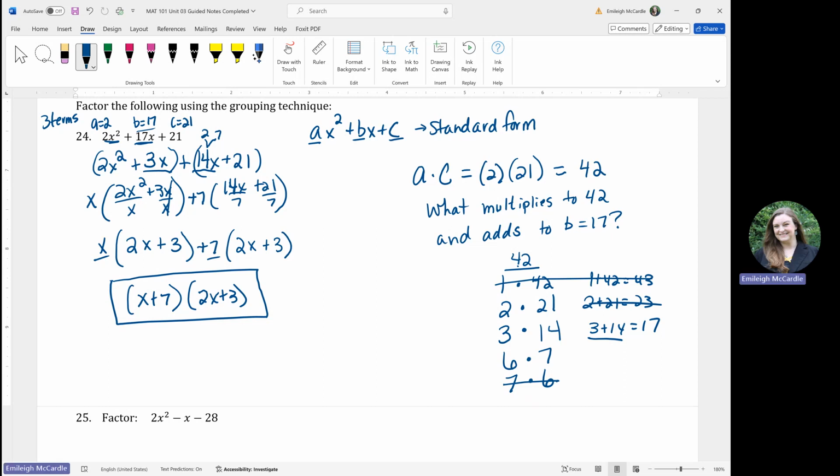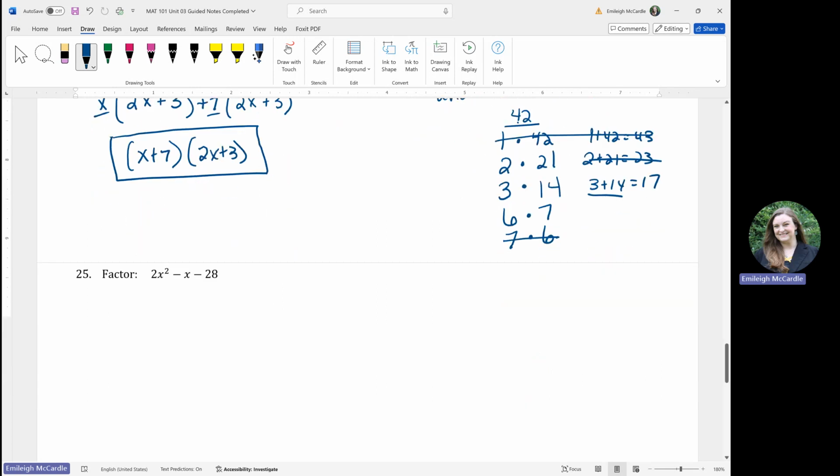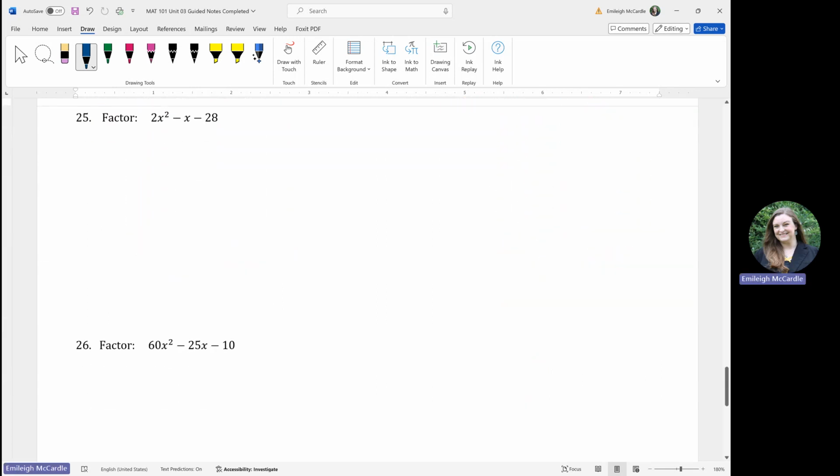All right? Let's do another one. We got really lucky on 24. Everything was positive, but it is not always that way. So let's look at 25 and start our process all over again. So step 1 was identifying our A, B, and C. So our A in this problem is 2. Our B in this problem is really -1, so we're going to include the sign. Our C in this problem is -28.